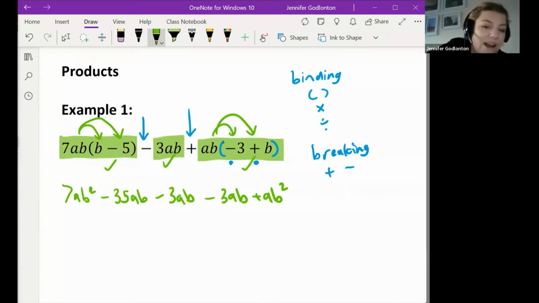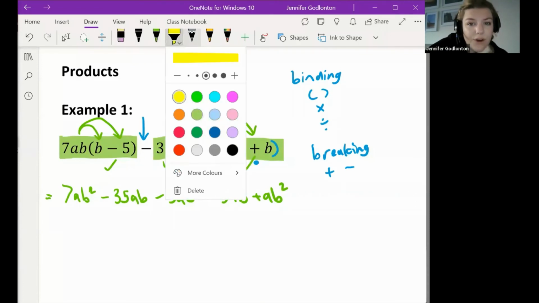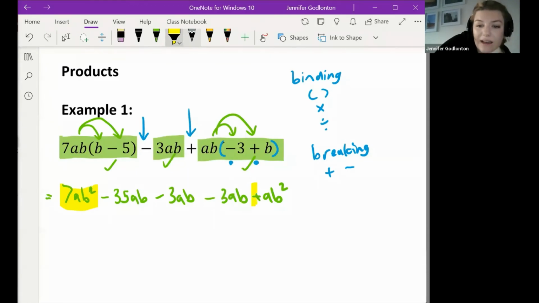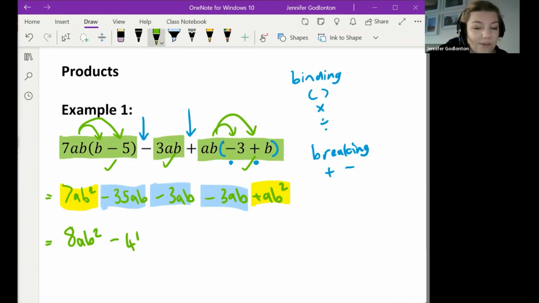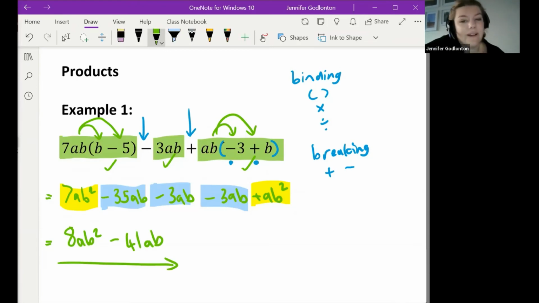Once we've simplified all of our terms, then we try and find our like terms. So we've got an ab squared and an ab squared, and we've got an ab, an ab, and an ab. So our 7ab squared plus ab squared gives us 8ab squared. Now let's look at our blues. -35 minus 3 gives us -38. -38 minus another 3 will give us -41ab. And that would be our final answer. So the steps I want you to think of: identify terms, simplify each term, group like terms. 1, 2, 3.